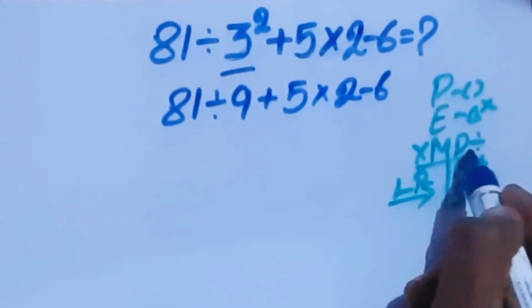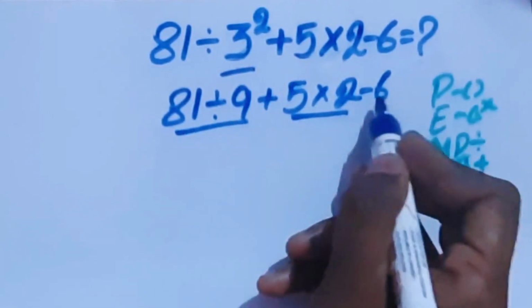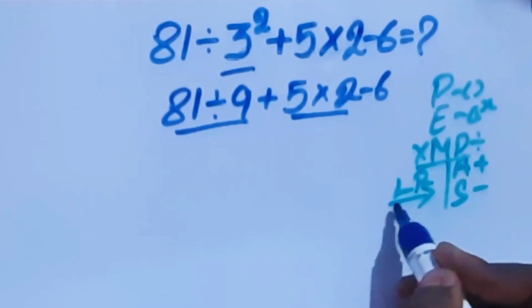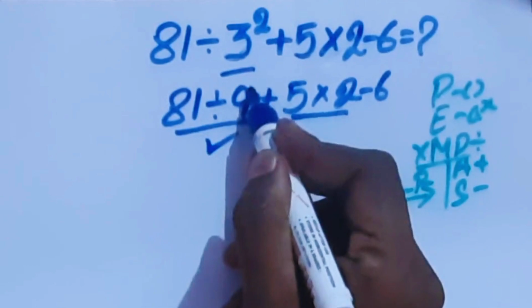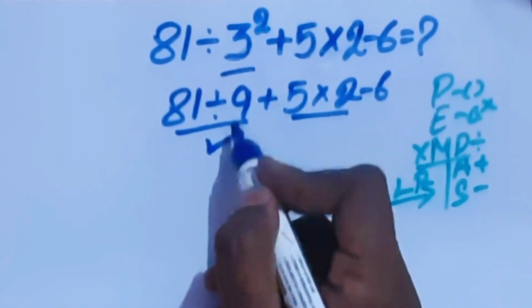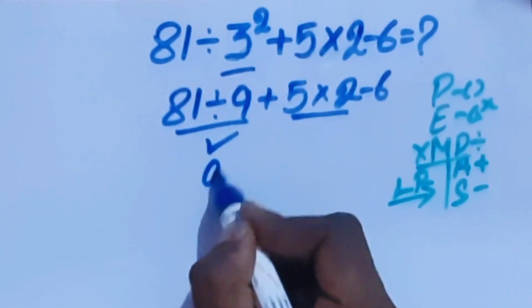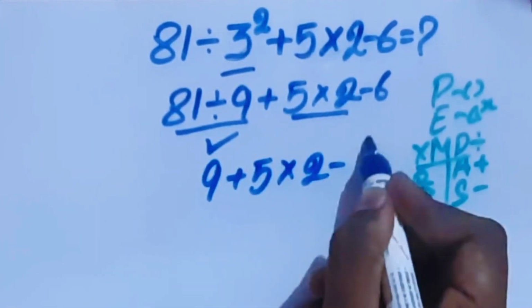Here the next priority is multiplication and division. So we have to do this division and multiplication before the addition and subtraction. Here multiplication and division are both equal priority. For this equal priority, we have introduced the left to right rule. Here left to right is 81 divided by 9, so we have to do this 81 divided by 9 first. So 81 divided by 9 is 9 plus 5 times 2 minus 6.